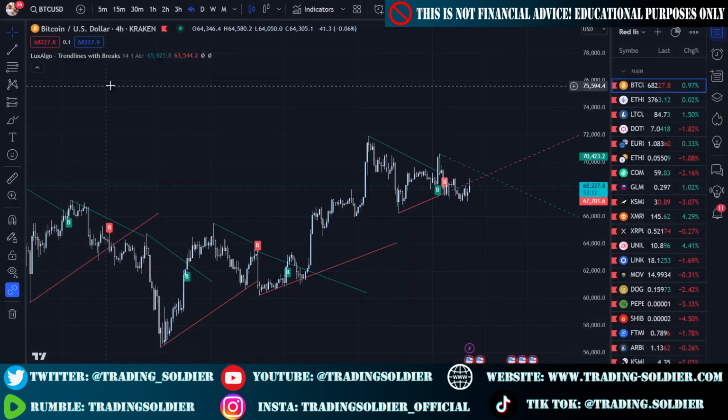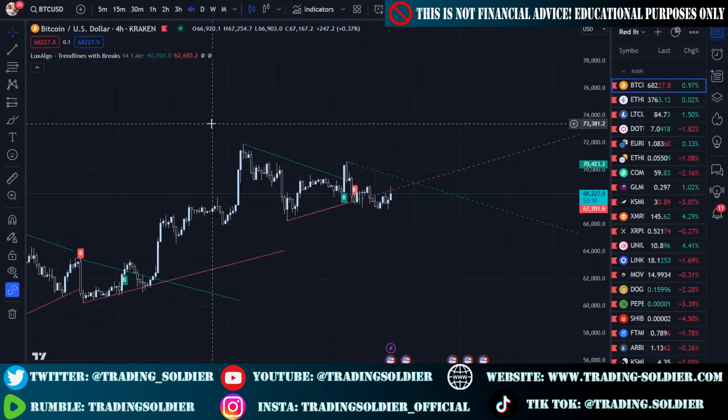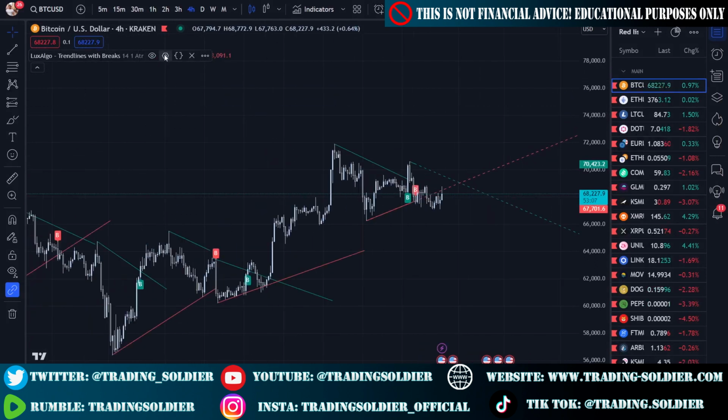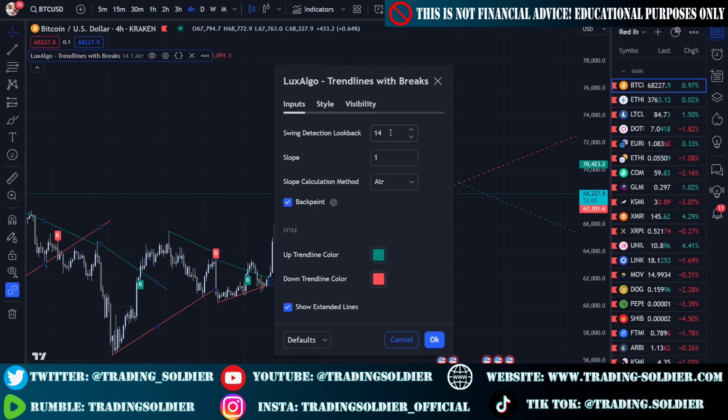Now that we have added the indicator to our chart, the first thing we need to do is go into the settings tab of the indicator. In my opinion, I prefer to use the default settings that come with this indicator, which are these ones: the slope calculation method with ATR, the swing detection lookback is 14 for me, and the slope 1. I find that the indicator works well with these default settings, but you can also tweak them to find what you prefer.